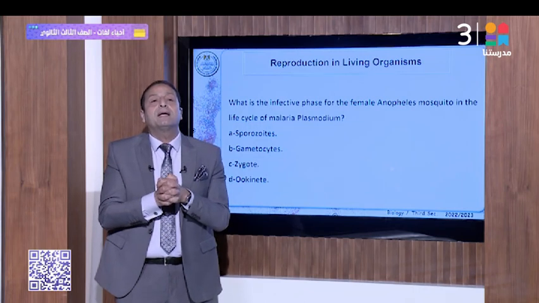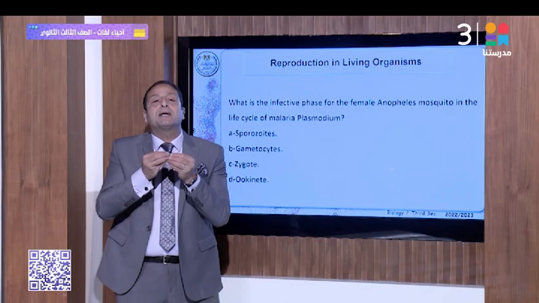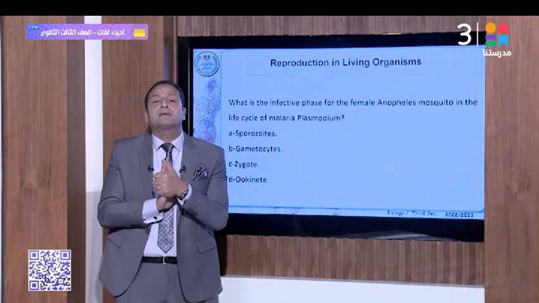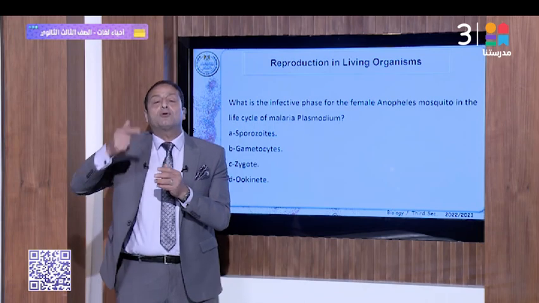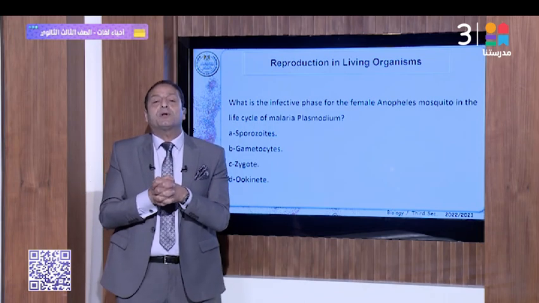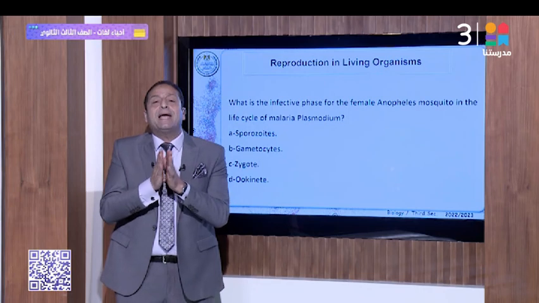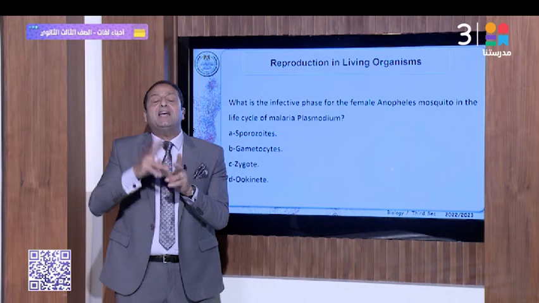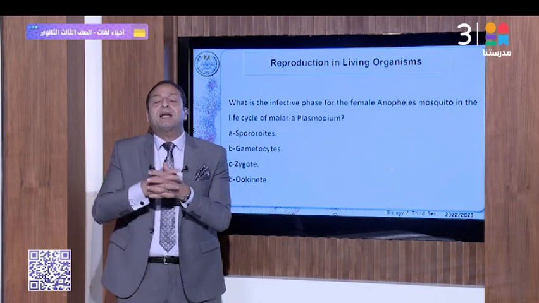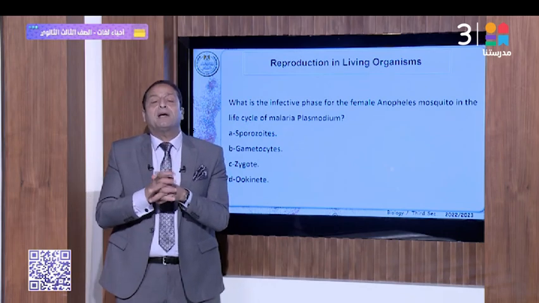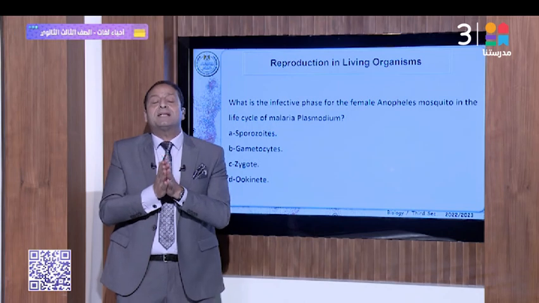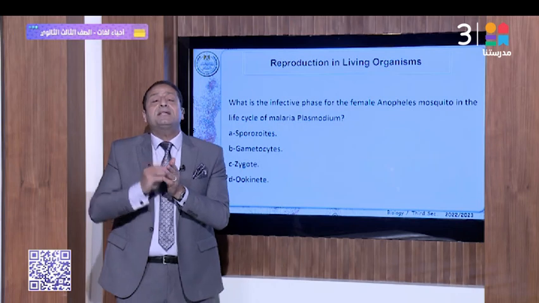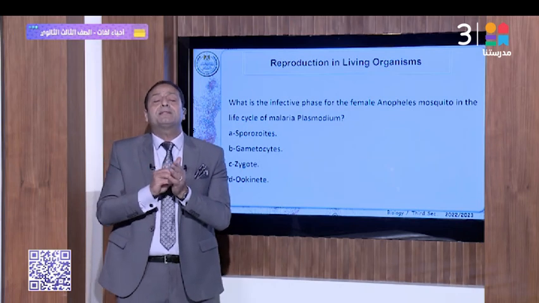Okay? These merozoites attack some type of red blood cells and divide mitotically, producing a large number of merozoites. Merozoites rupture the red blood cells. Every 2 days the red blood cells rupture, releasing a large amount of toxic substance, so the symptoms of malaria appear. After that, the merozoites are transformed into gametocytes.